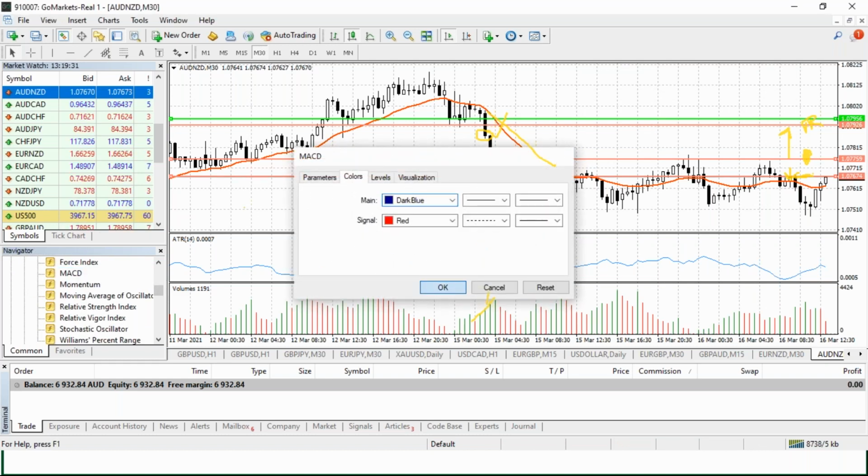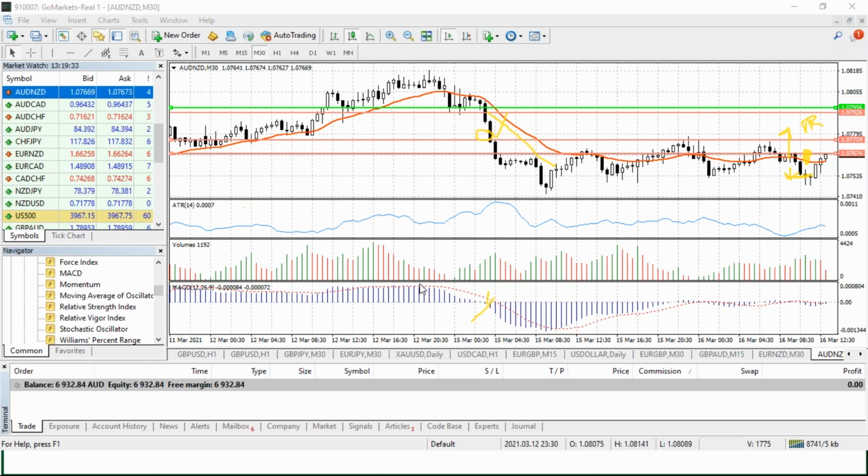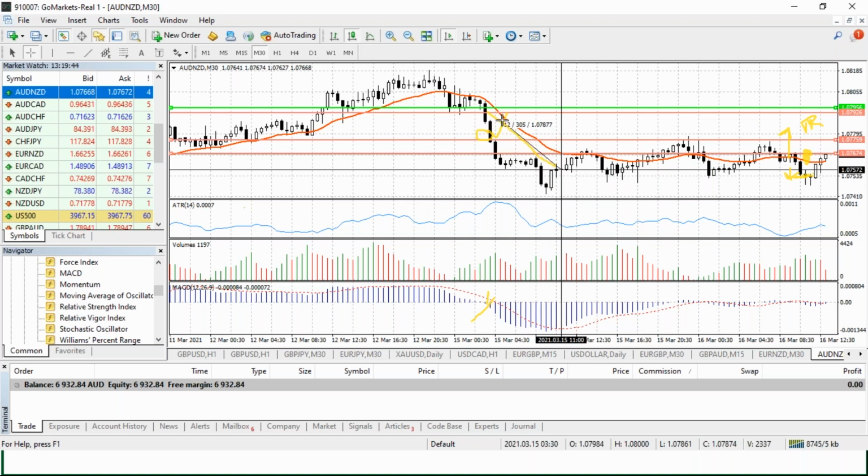Well, it's all about the signal line. In this case, because it's a short trade, we'd be looking at the signal line. There it is, the signal line below the histogram. So we'd be out on that one there, which would actually be a better result. It would be 30 pips rather than our 24 pips or whatever it was.